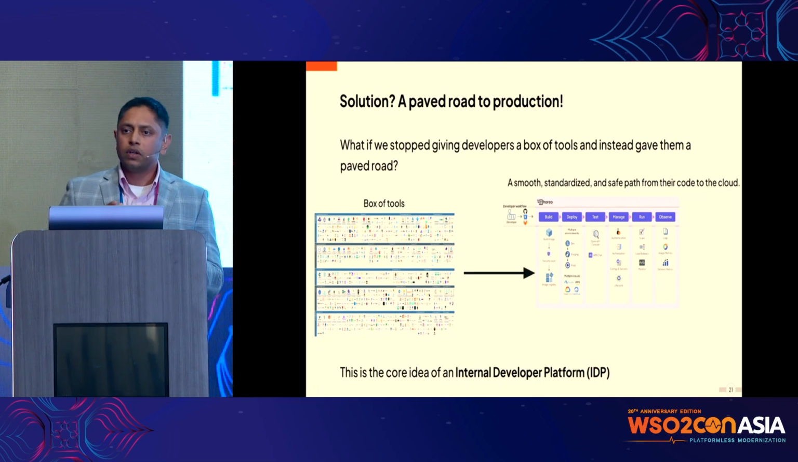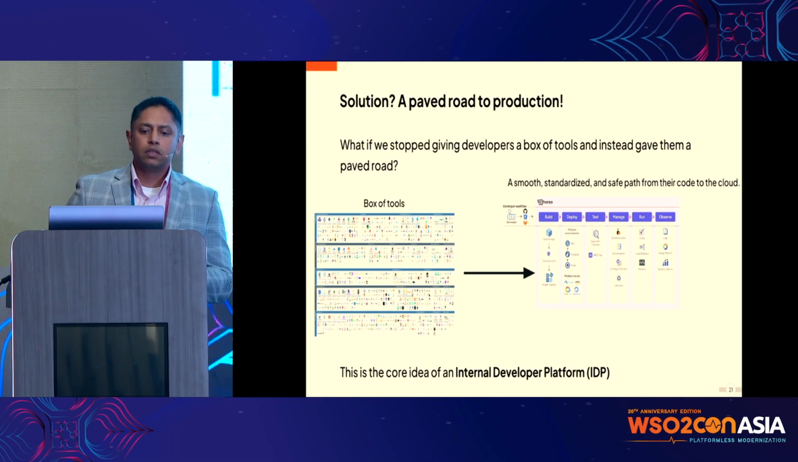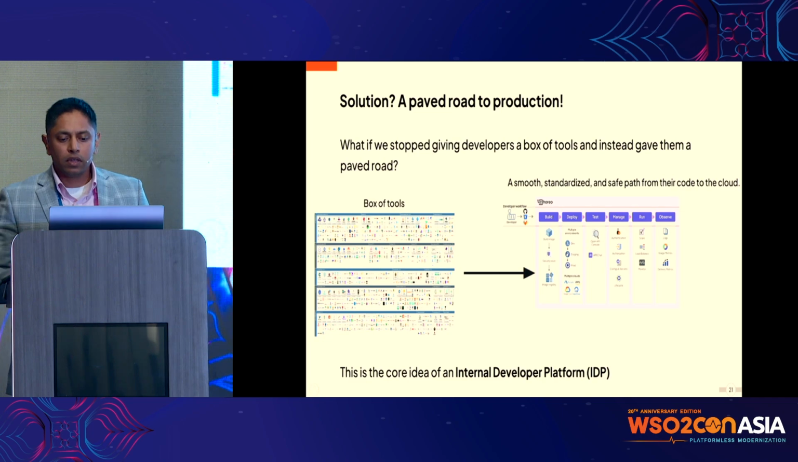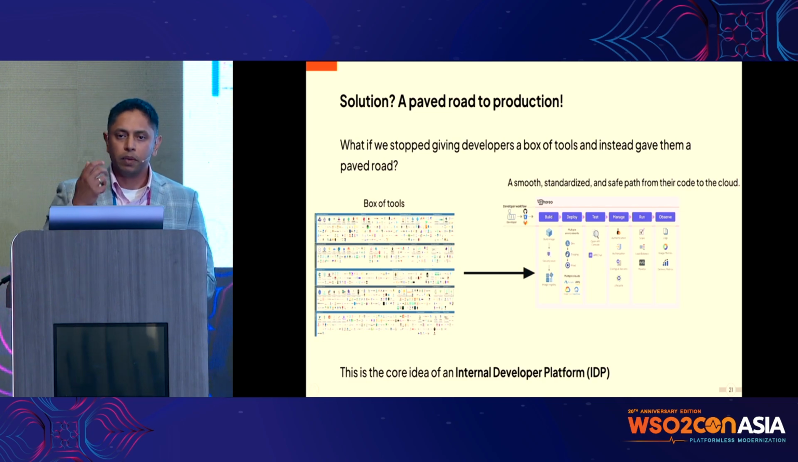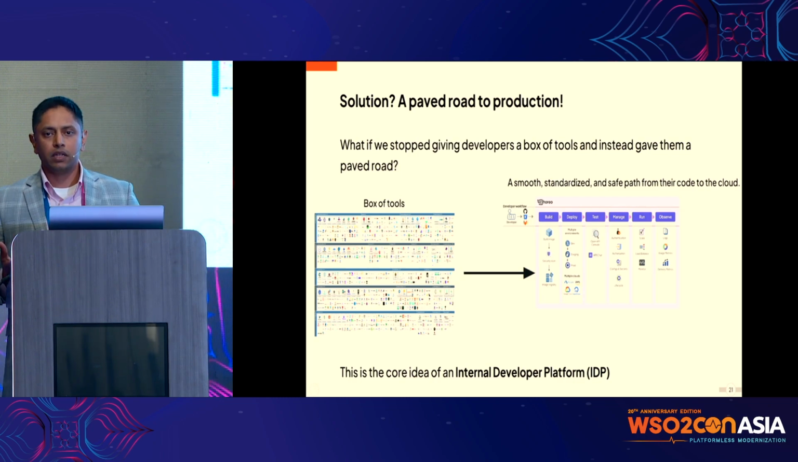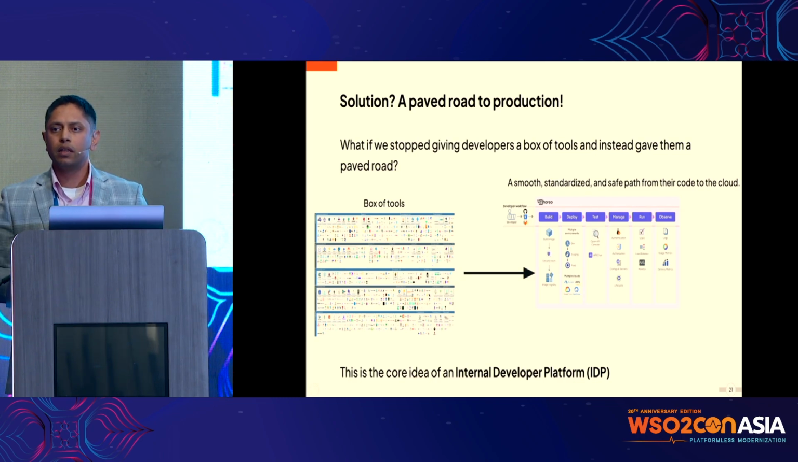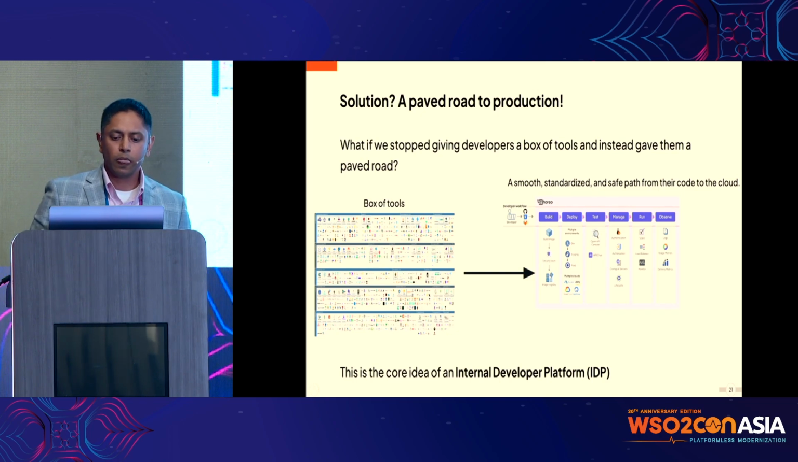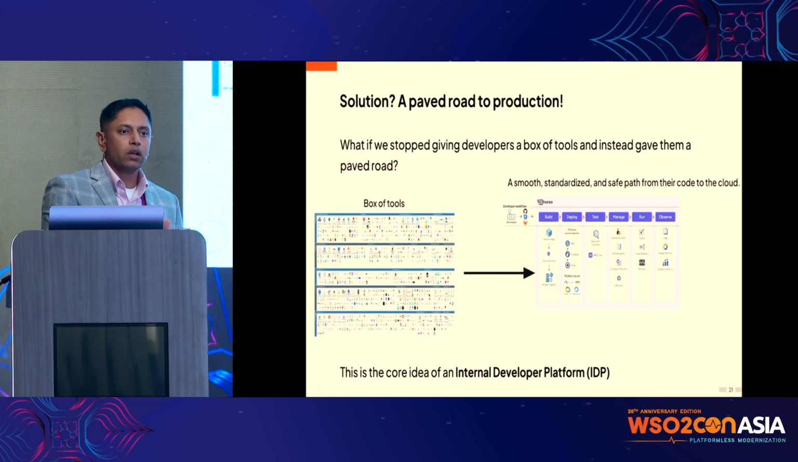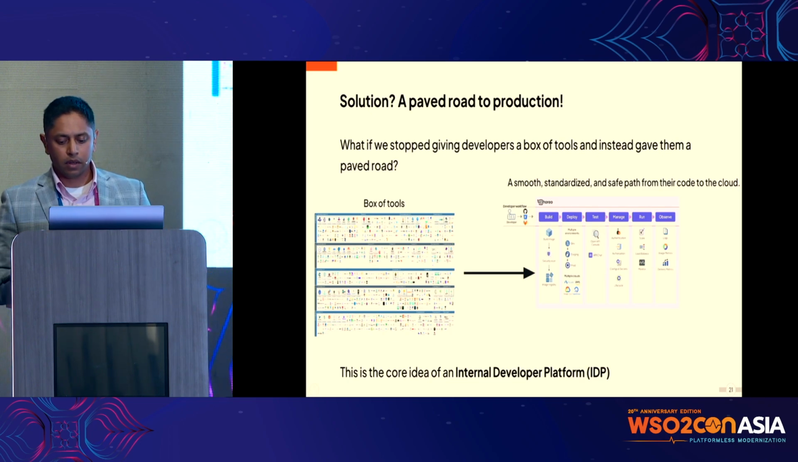So what if we stop giving all our developers a big box of tools and instead give them a paved path they can walk to deploy the application? All the way from building, deploying, testing, managing, running, and observing any kind of application. If we can give them a paved path, it reduces a lot of this friction, right? And that is the core idea of an internal developer platform: this paved path or golden path for developers to go from their code to production in minutes, basically, not months.